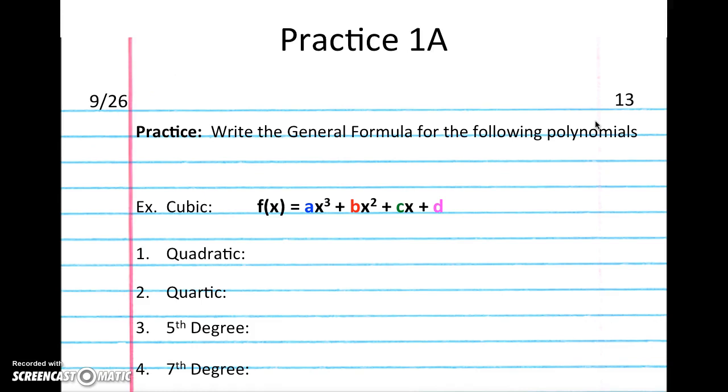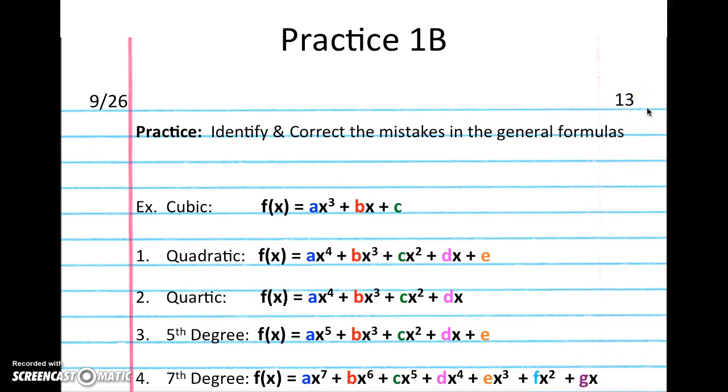You're going to now work on some practice. So in your notebook, you should have space either below it to do practice problems. And in these practice problems, you're going to write the general formula for the following polynomials using this example. So where we have a cubic function, I just write next to it the general formula, f of x equals ax cubed plus bx squared plus cx plus d. You're going to do that for quadratic, quartic, 5th degree, and 7th degree. And then we're going to come back together for the next practice.